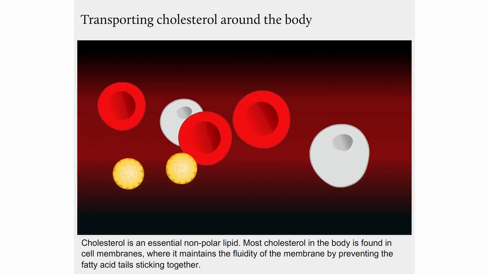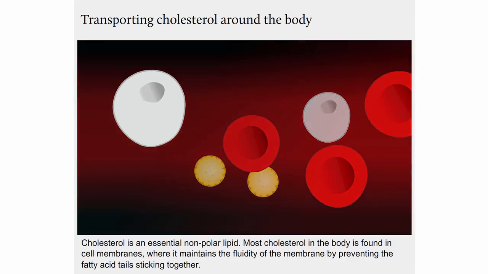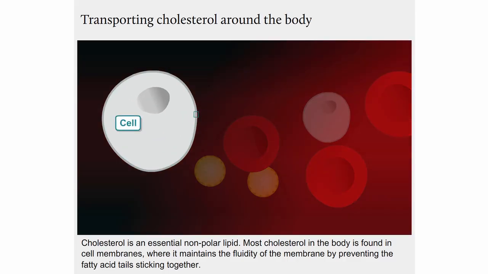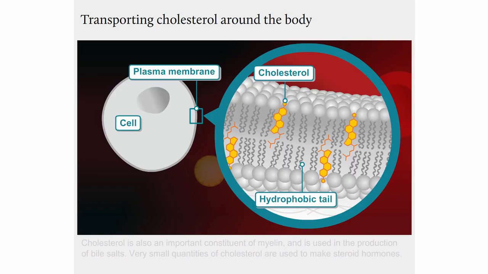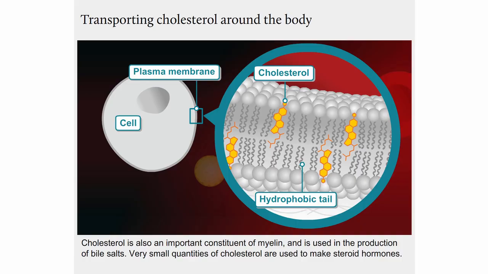Cholesterol is an essential non-polar lipid. Most cholesterol in the body is found in cell membranes, where it maintains the fluidity of the membrane by preventing the fatty acid tails sticking together. Cholesterol is also an important constituent of myelin and is used in the production of bile salts. Very small quantities of cholesterol are used to make steroid hormones.